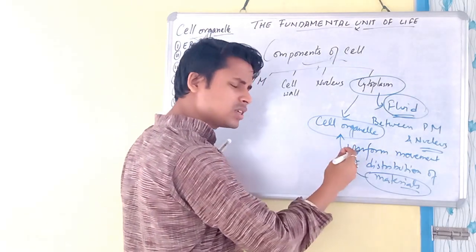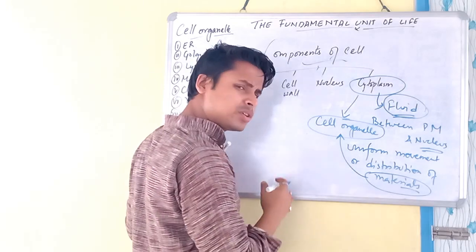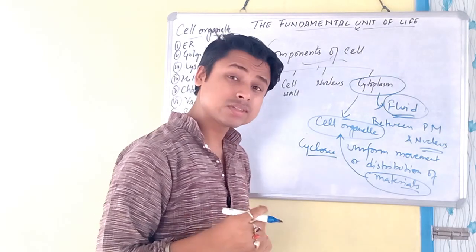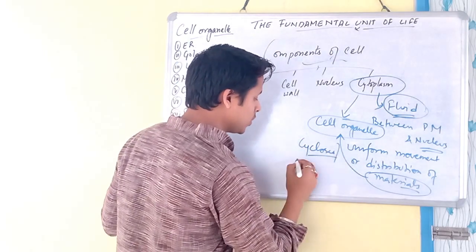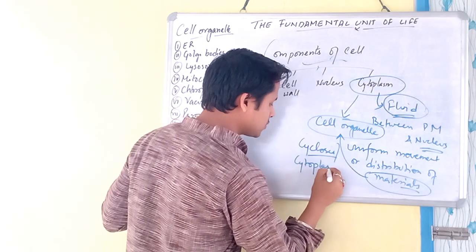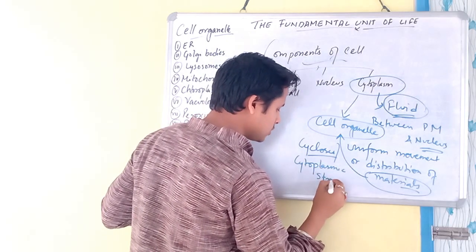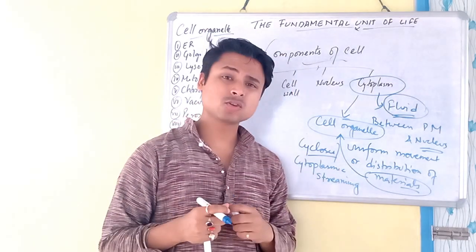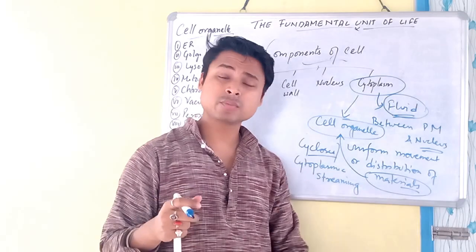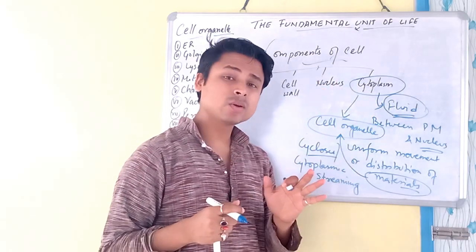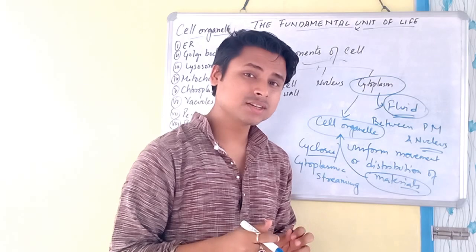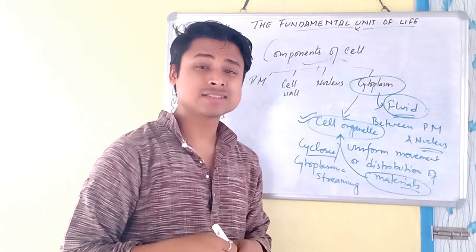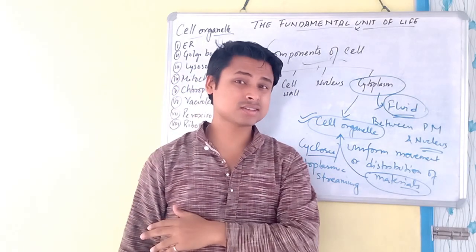Now, this process, this uniform distribution of the materials, we call cyclosis. There is another term, cytoplasmic streaming. So cytoplasmic streaming and cyclosis are the process where uniform distribution of the materials takes place throughout the cytoplasm to the cell organelles, right? So this is the cytoplasm. Here I have mentioned the cell organelles. Yes, we will see these cell organelles now, right?